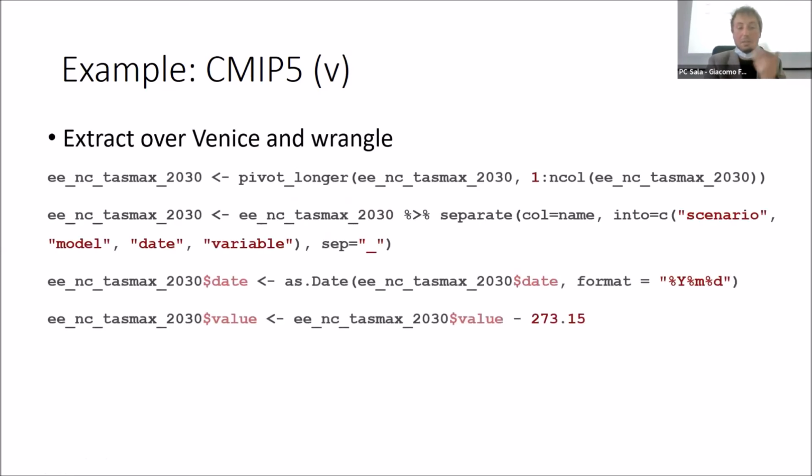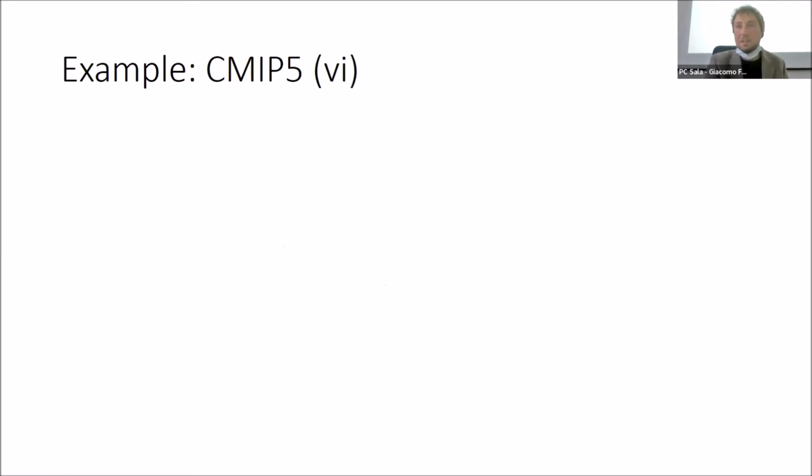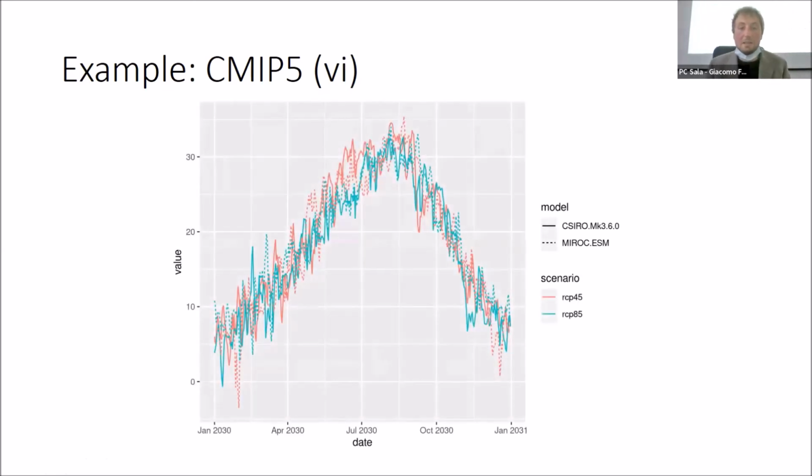I restructure the data. You find everything in the script. And then you produce something like this. So in this case, you can see I have different models, and also these different scenarios. Sorry, I forgot to mention, in the second request I didn't select a scenario, so all the scenarios are being downloaded currently. In this case, we have two, RCP 4.5 and RCP 8.5.